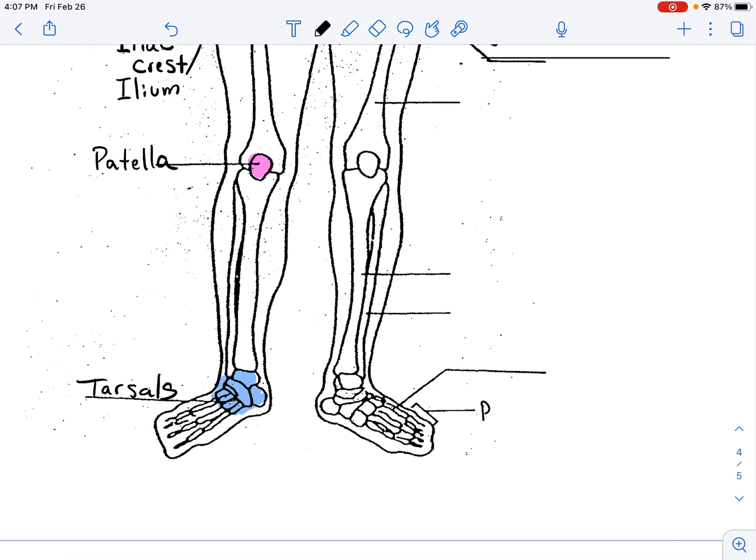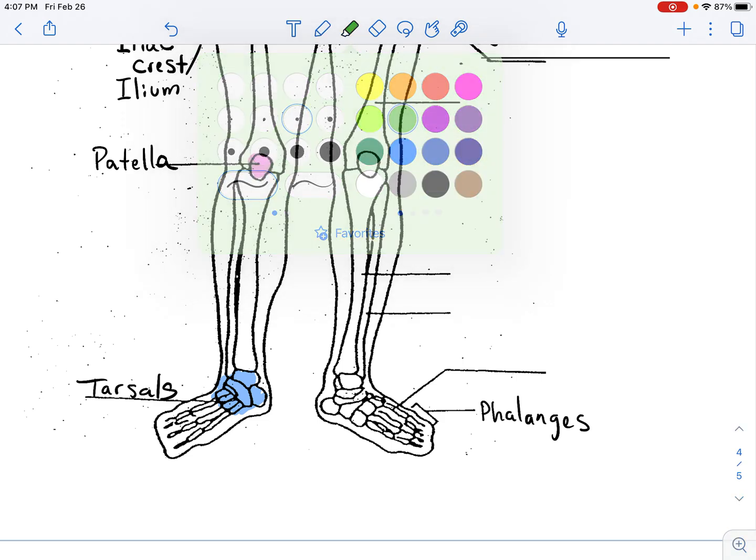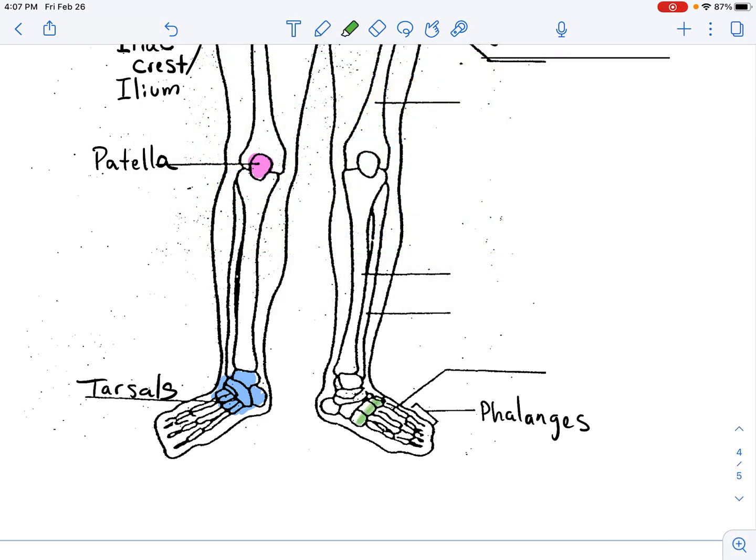Moving off to the side, your toes are also called your phalanges. And then in the middle of the foot, so right about here. So kind of like the middle section of your foot, but not where your foot meets your leg and not your toes. Those are called the metatarsals.